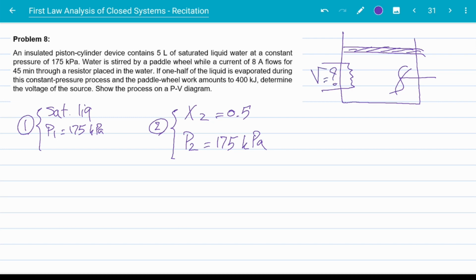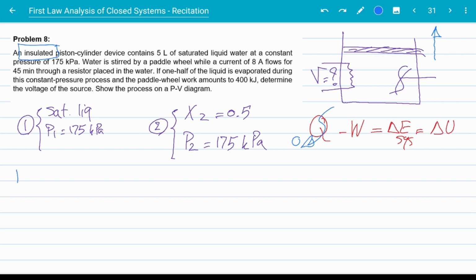Okay, so let's get to work. The equation that we're going to use is Q net, I'm dropping the net subscript just for simplicity, minus W net is equal to the change of energy of the system. Again, no potential and kinetic energies, so this is the change of internal energy of the system. The problem says insulated, so Q is gone. Work is still there because there is a resistor, there is a paddle wheel, and also this is a constant pressure expansion. So keep that in mind. Is equal to delta U.